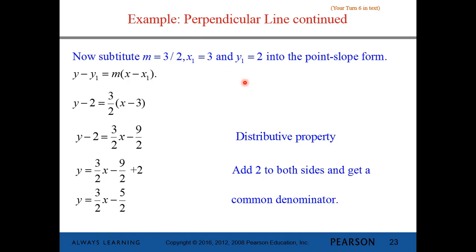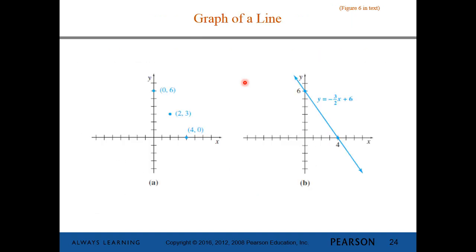Okay, so now let's talk about this. We have two graphs here, and in this one we have 3 points. So let's say we have a line and we're trying to graph the line, and we know that these 3 points are on the line. Well, we can form the graph of the line by connecting all the dots.